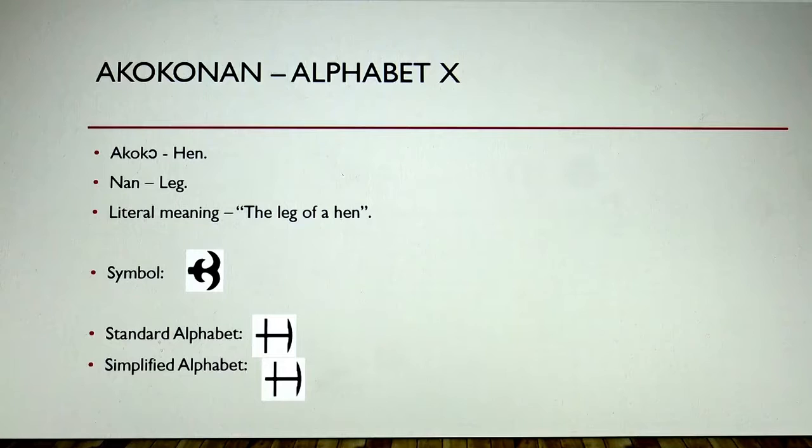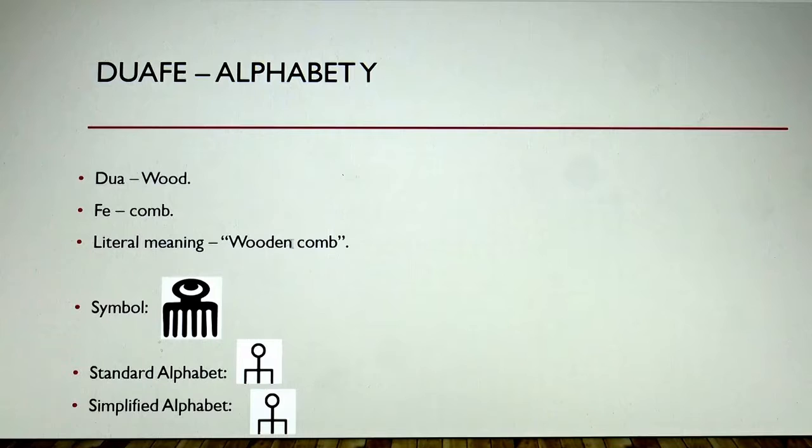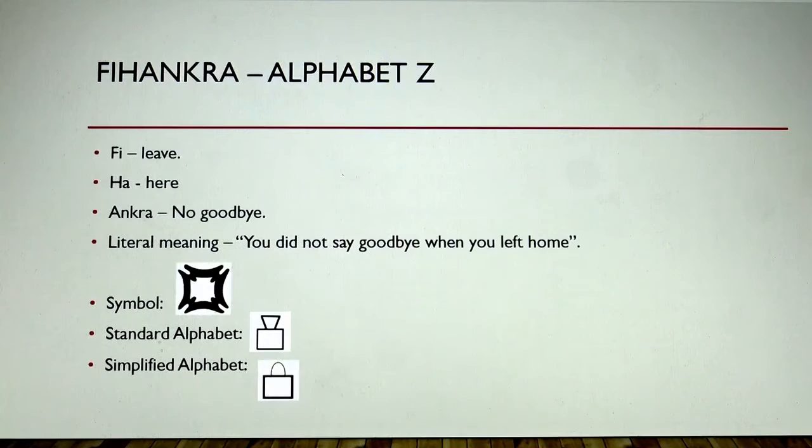Akukonan, alphabet X. Akoko, hen. Nan, leg. The remaining, the leg of a hen. This is the symbol, these are the alphabets. Diafe is alphabet Y. Dia, wood, fe, comb. The remaining, wooden comb. This is the symbol, these are the alphabets. Fi Hrankar is alphabet Z.